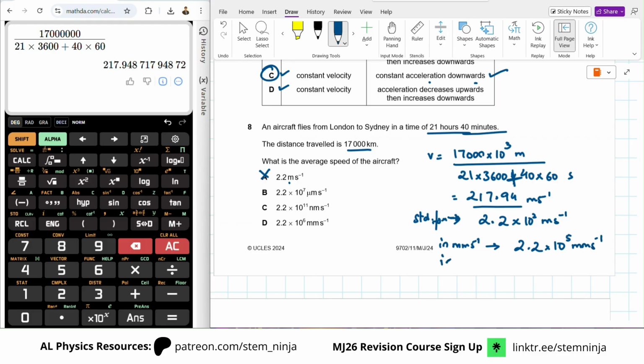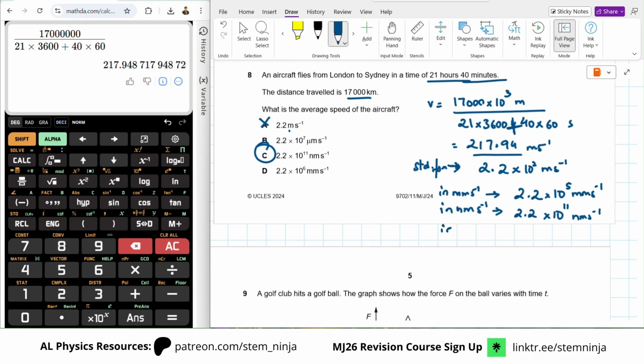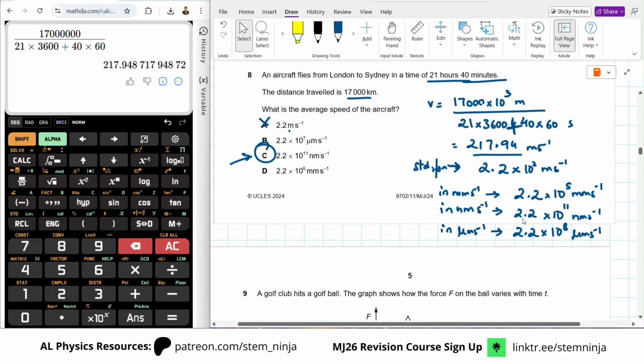In nanometers per second, this would be 2.2 times 10 raised to power 2 plus 9, which is going to be 11. And I think we have 11. Okay, that's good. So I think it would be C. Just to confirm for the micro also. So in micrometers per second, this would be 2.2 times 10 raised to power 2 plus 6. That would be 8 micrometers per second. So no, there's nothing there. So the C is the correct answer.